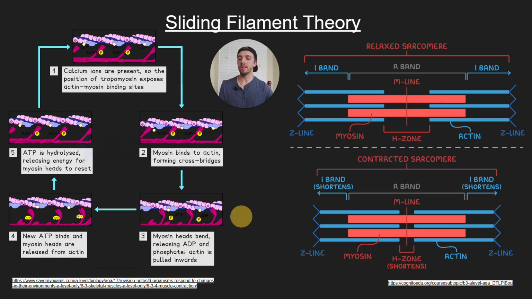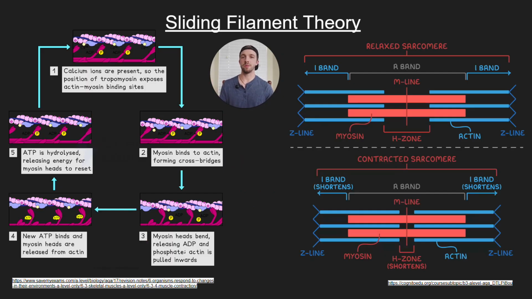Then we have another ATP that will come and bind to the myosin head, and the myosin head is then released from the actin. Okay, this ATP is then used to recock the myosin head for the next contraction. Okay, so back to number 1.